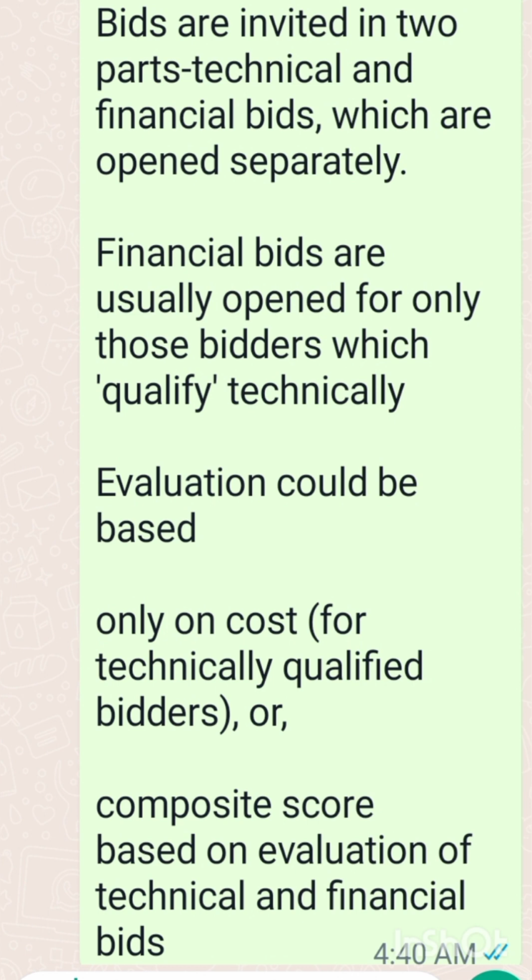Bids are invited in two parts: technical and financial bids, which are opened separately. Financial bids are usually opened for only those bidders who qualify technically. Evaluation could be based only on cost for technically qualified bidders, or on a composite score based on evaluation of technical and financial bids.